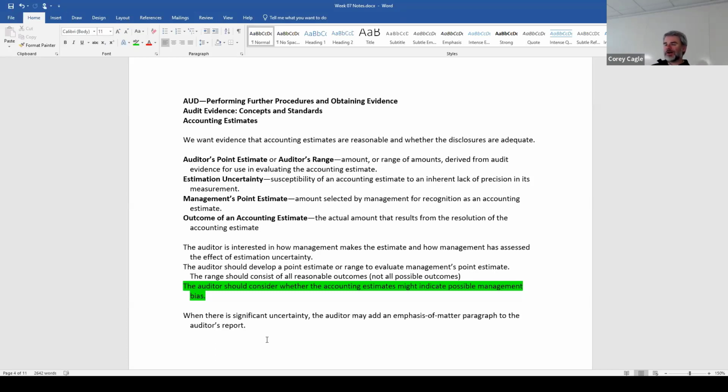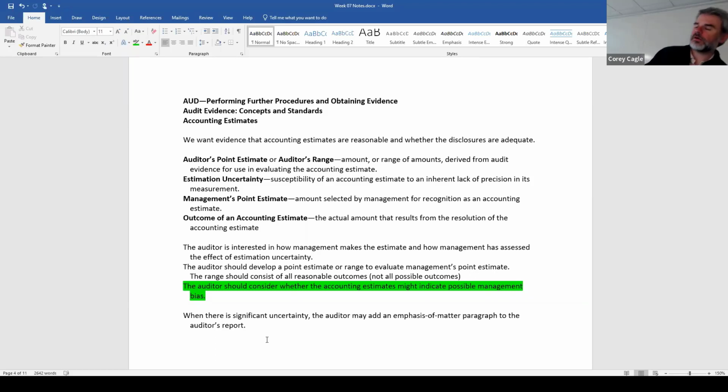So as auditors, we're interested in how management goes about making the estimate, and how management has assessed the effect of this uncertainty. We should develop our own estimate, or at least a range, to evaluate what management came up with. And we definitely want to consider if the estimates might have some biases in them.